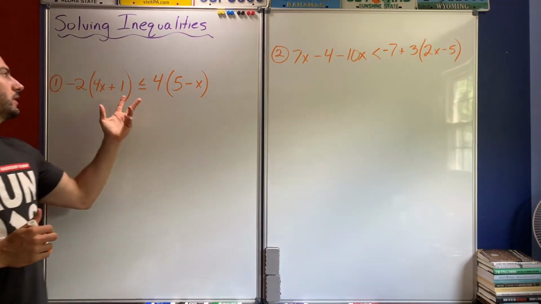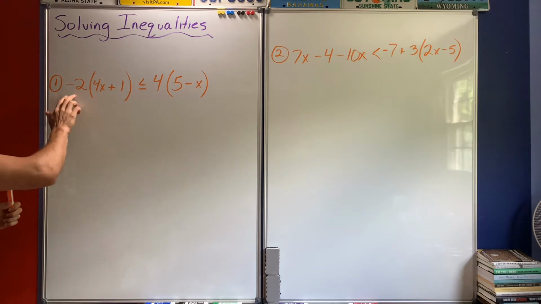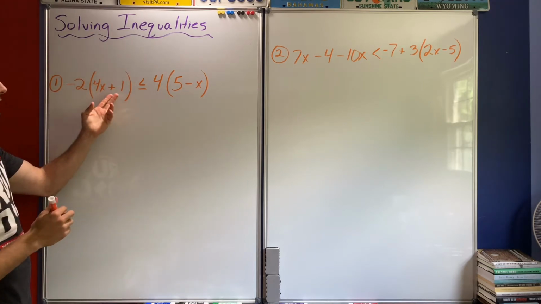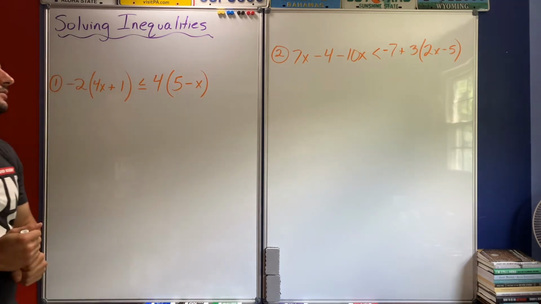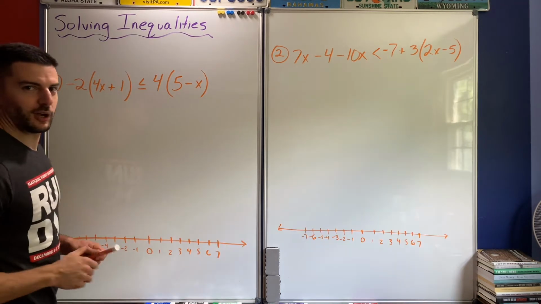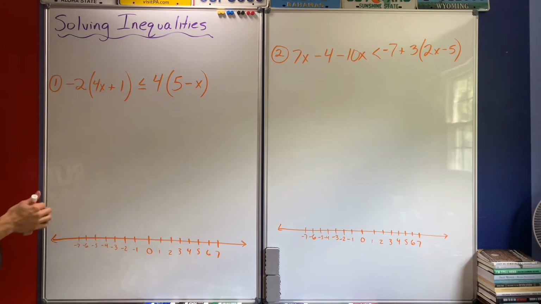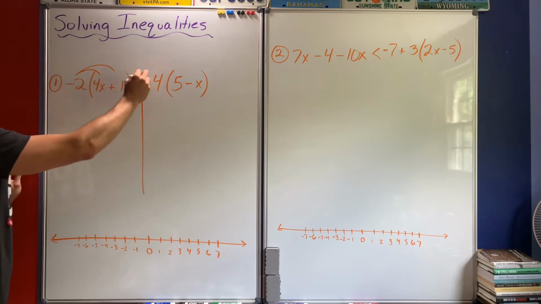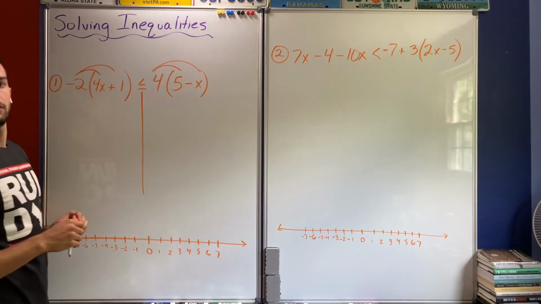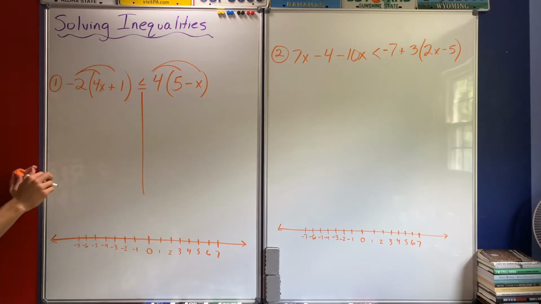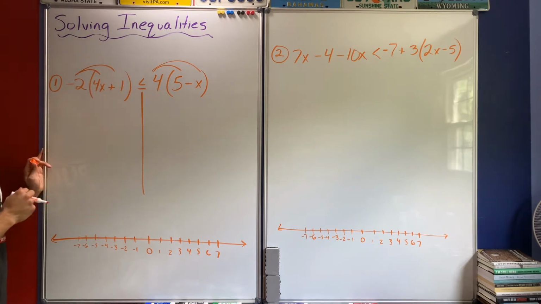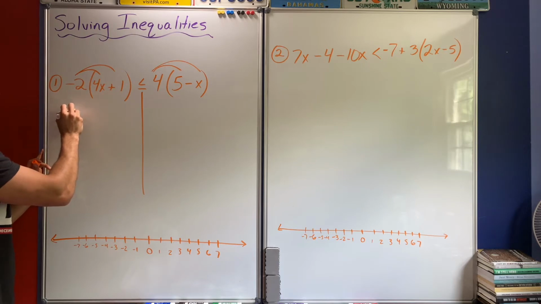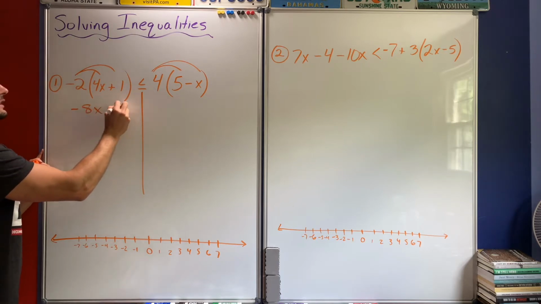Okay, so looking over here at number one, we got -2 times the group 4x plus 1 is less than or equal to 4 times the group 5 minus x. Forgot my number lines. There they are. Okay, so number one, I am going to solve this out, but first I'm going to distribute, right? I have two things to distribute, one on each side, and I'm going to multiply. So that's going to be -2 times 4x, -2 times 1. Okay, so that results in -8x minus 2.